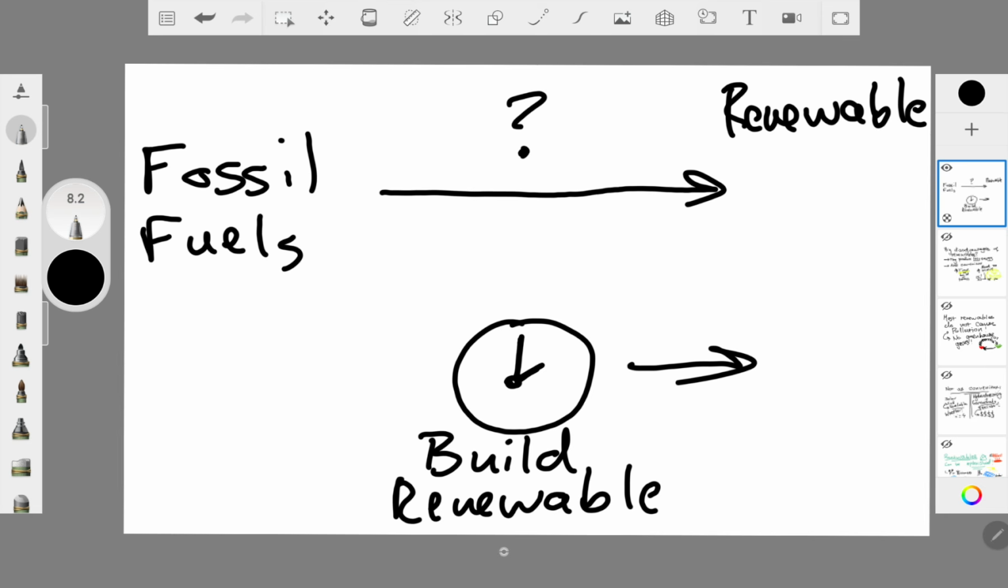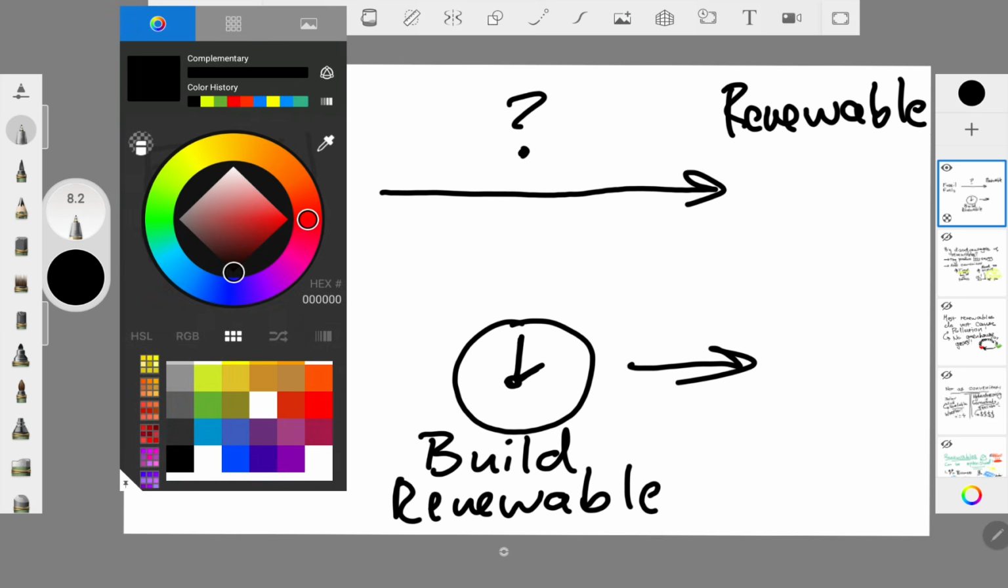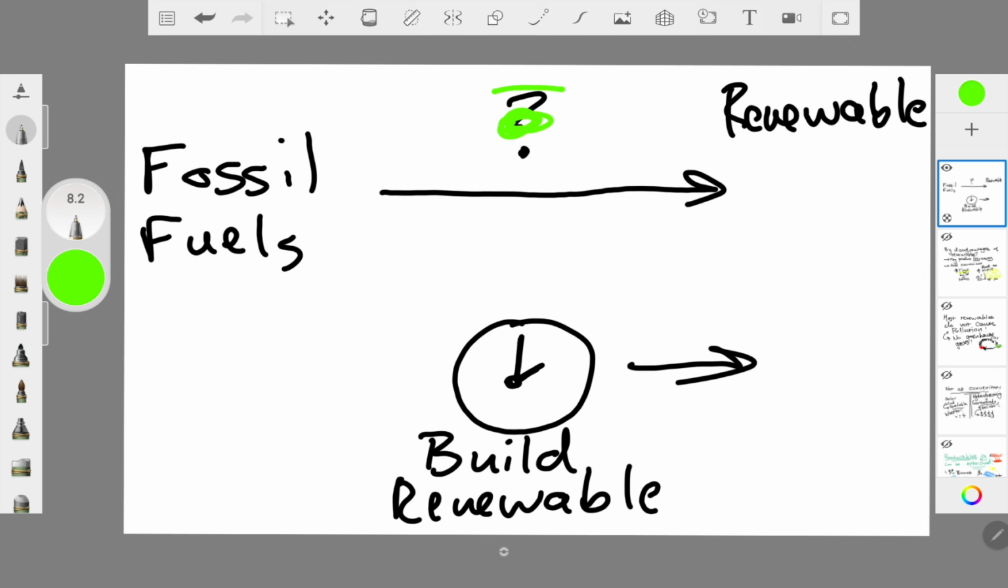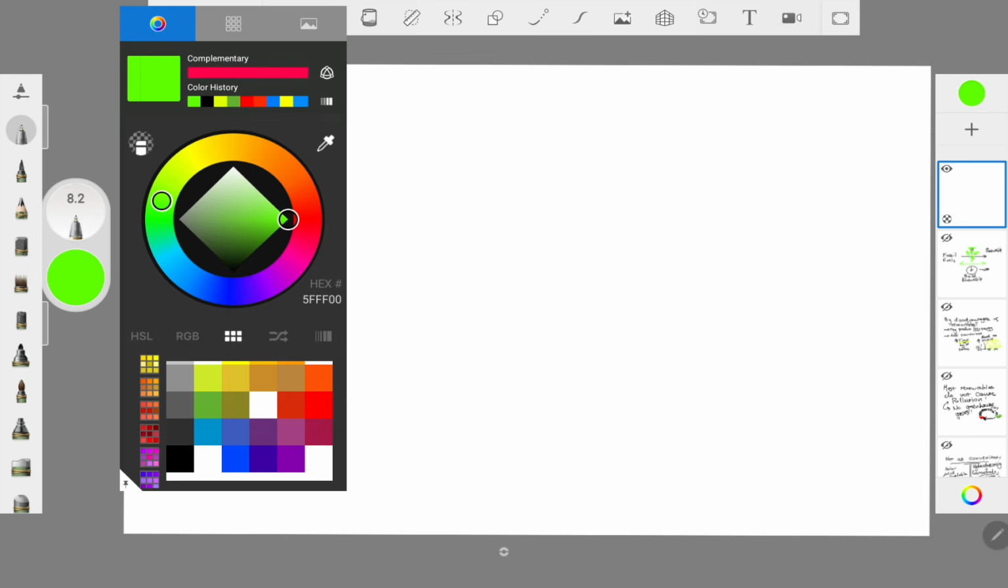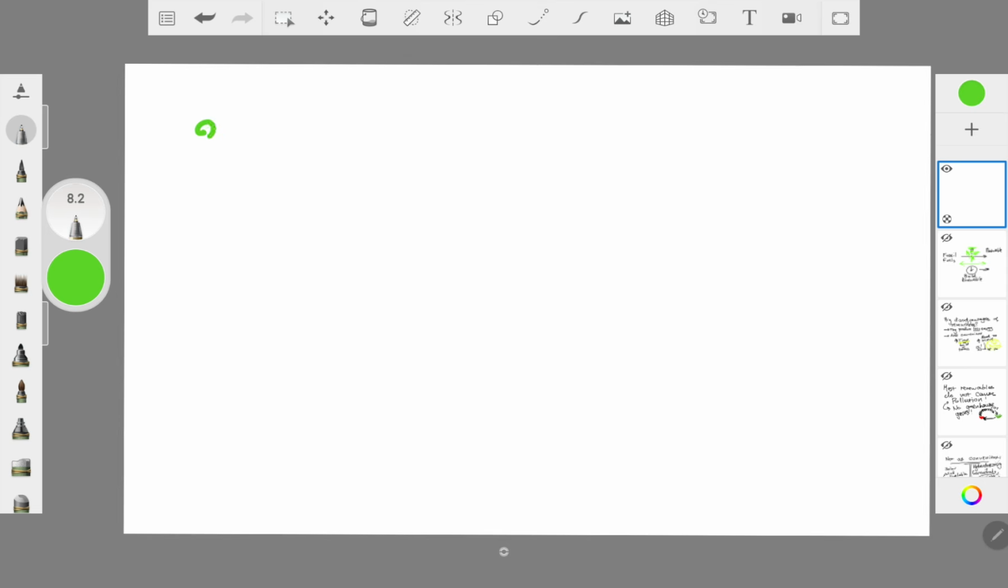Can you guess what the bit in the middle is? Good. It is, of course, nuclear energy. So, some countries are using nuclear energy to fill this gap and buy themselves more time. Okay? So, nuclear energy. Let's talk about it a bit. You should have this on your study sheet, but we'll go over it again very quickly.